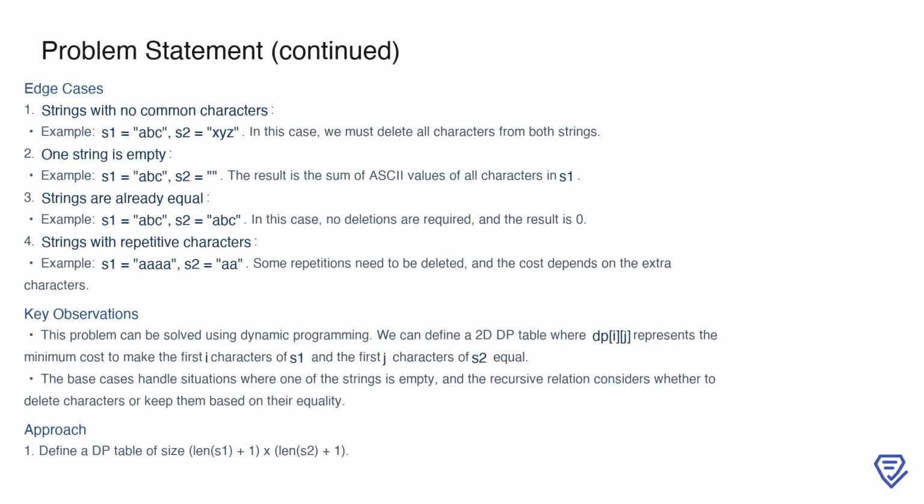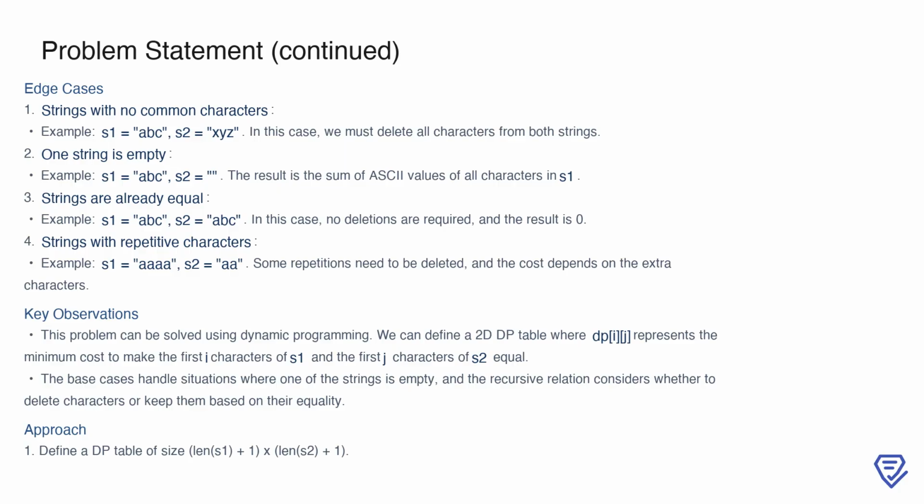To further clarify, let's examine some edge cases. First, if the strings have no common characters, such as S1 being "abc" and S2 being "xyz", all characters must be deleted, resulting in a cost that equals the sum of their ASCII values. Second, if one string is empty, like S1 being "abc" and S2 being empty, the cost is simply the sum of the ASCII values of all characters in S1. Third, if the strings are already equal, such as S1 and S2 both being "abc", no deletions are needed, and the cost is 0. Finally, if the strings have repetitive characters, like S1 being "aaaa" and S2 being "aa", the extra characters must be deleted, and the cost depends on those deletions.